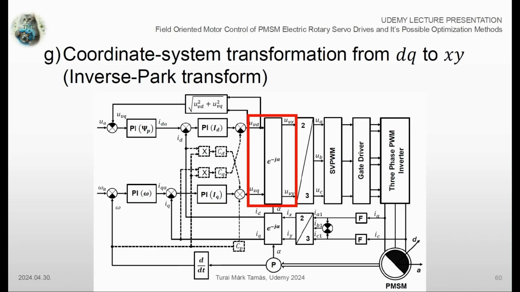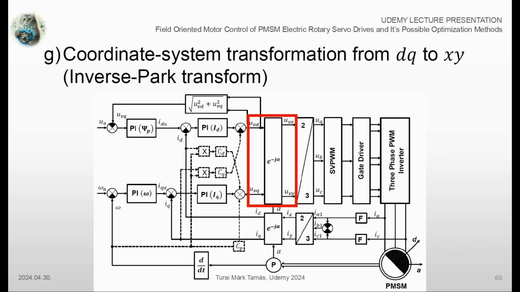In this video, we are going to talk about the inverse Park transformation, whose purpose is to transform the direct and quadrature voltage reference values from the rotational reference frame to the stationary two-phase XY coordinate system by utilizing the measured electric angle of the rotor pole flux.